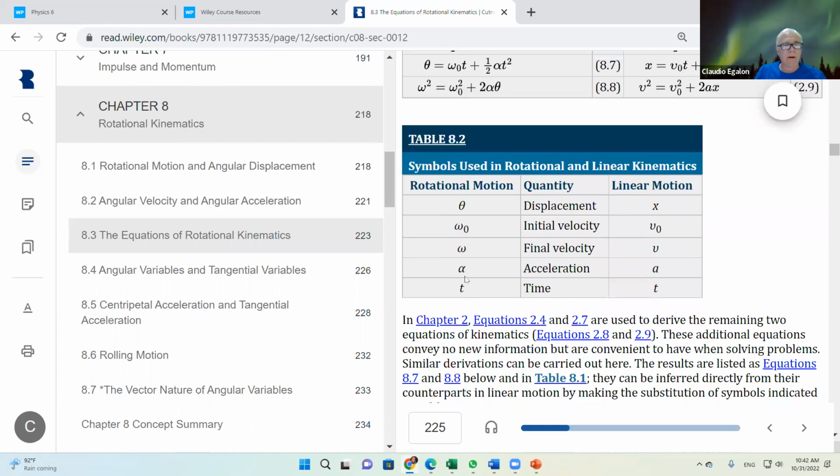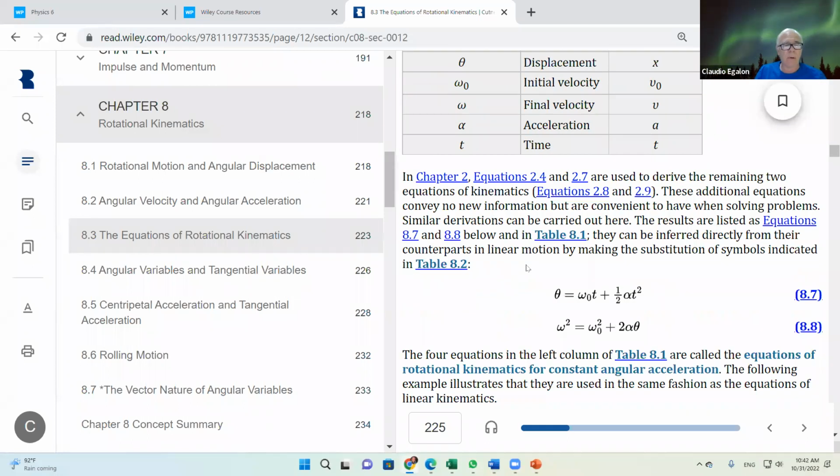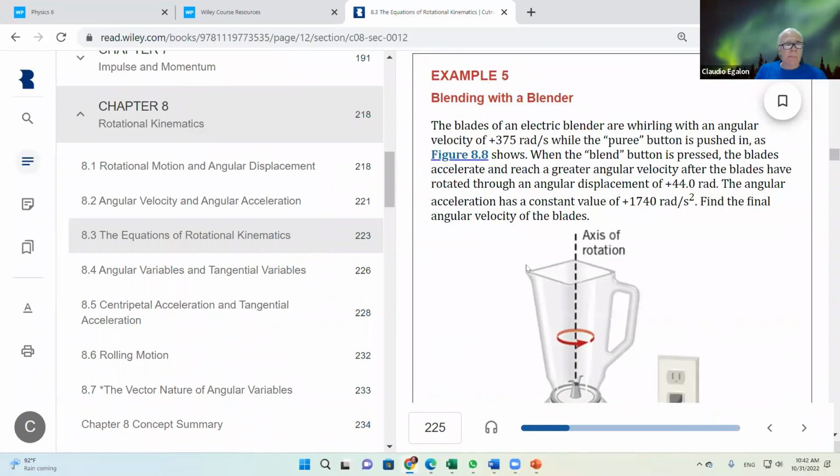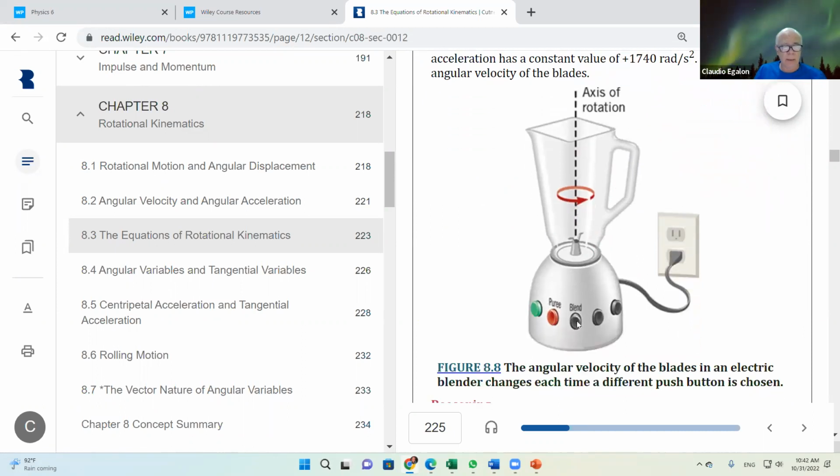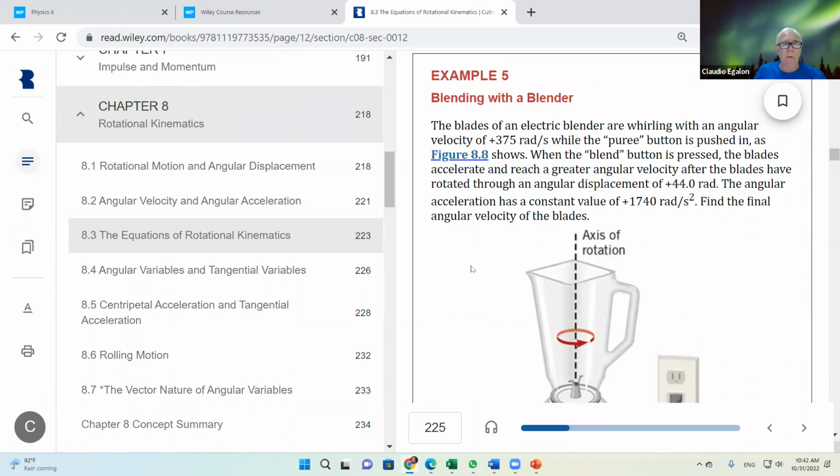We have all the symbols that relate to one another, right? V is related to omega, x related to theta, A for acceleration is related to alpha. Here are the equations. Okay, and we have this example here. Let's take a quick look. The blades of an electric blender are whirling with an angular velocity 375 radians per second while the puree button is pushed in, as figure 8.8 shows. When the blend button is pressed, the blades accelerate and reach a greater angular velocity.